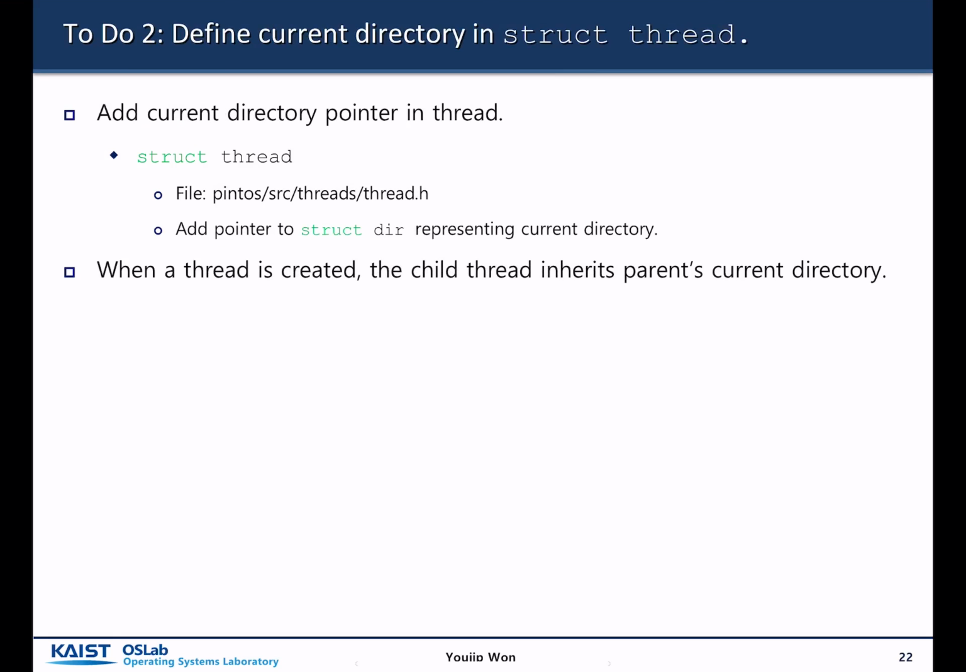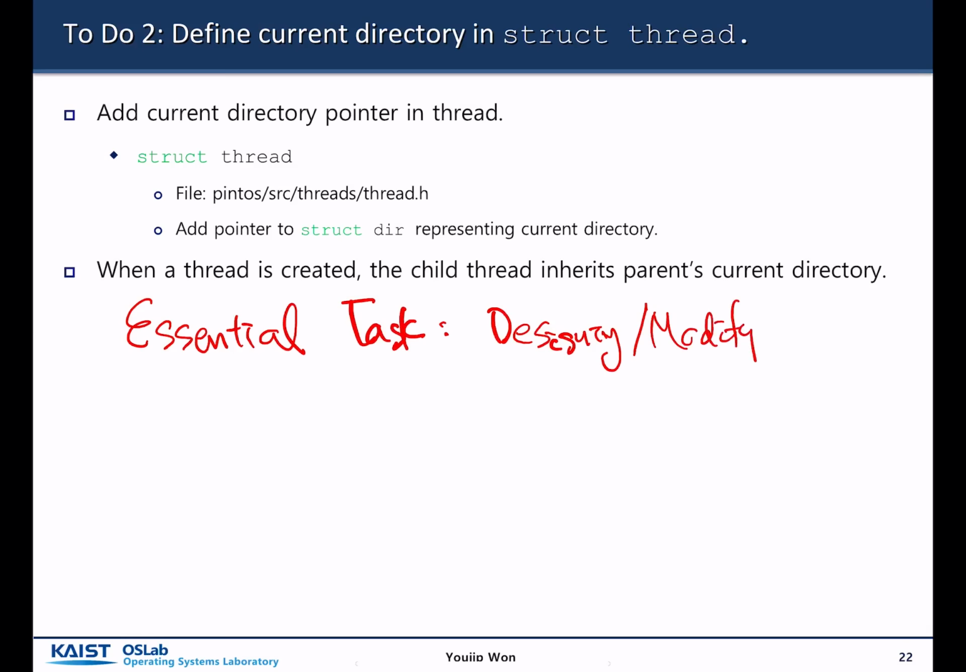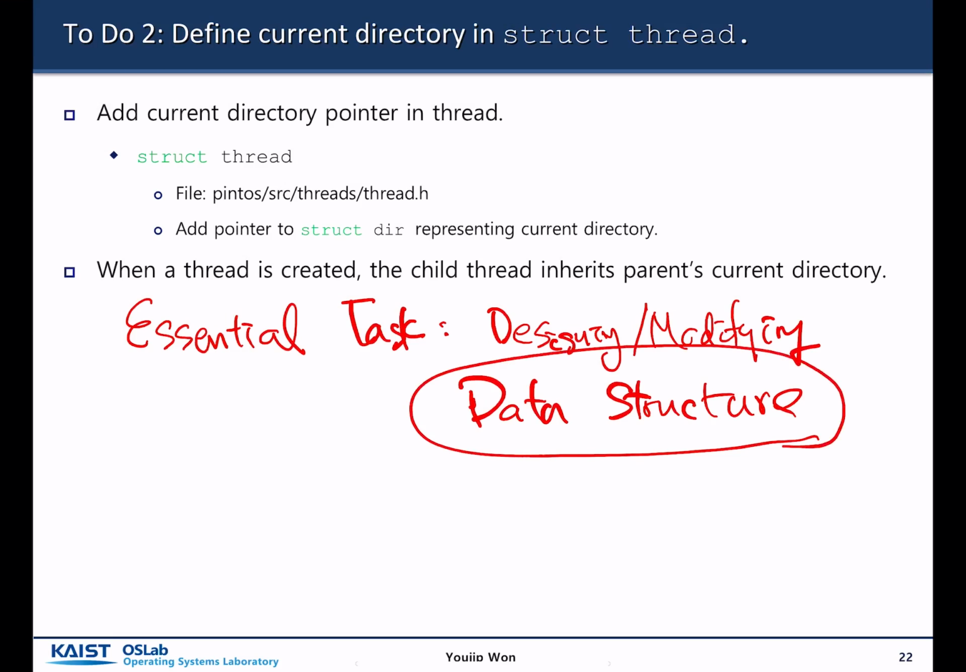Now, before we are moving on to the next topic, remember the most essential thing: the task is designing or modifying data structure. So that is the most essential part in writing a software. You first have to define or design or modify data structure. This is the object. And you have to define what kind of fields it has to have.